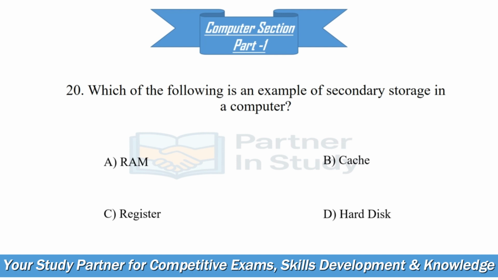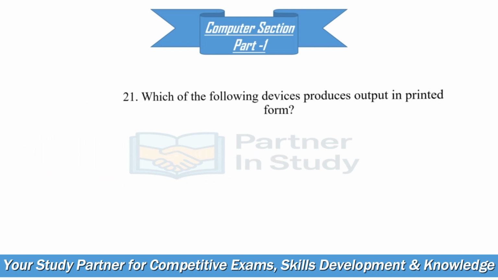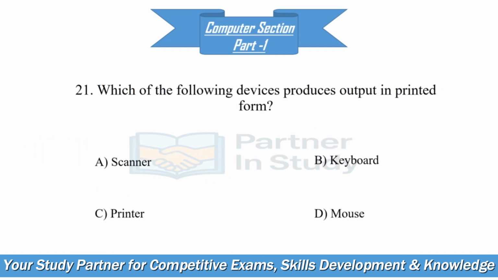Which of the following is an example of secondary storage in a computer? The right answer is option D, hard disk. Which of the following devices produces output in printed form? The right answer is option C, printer.